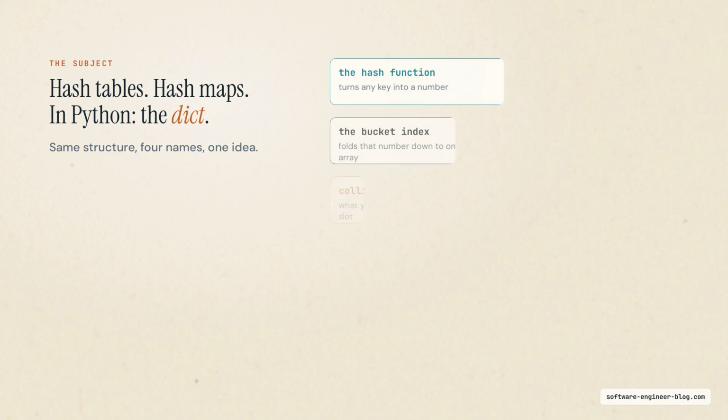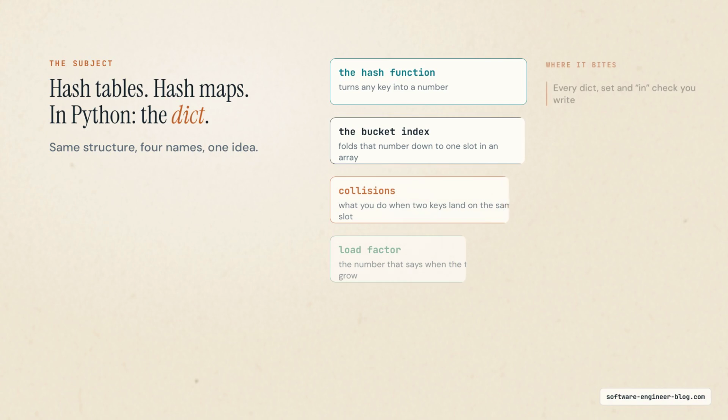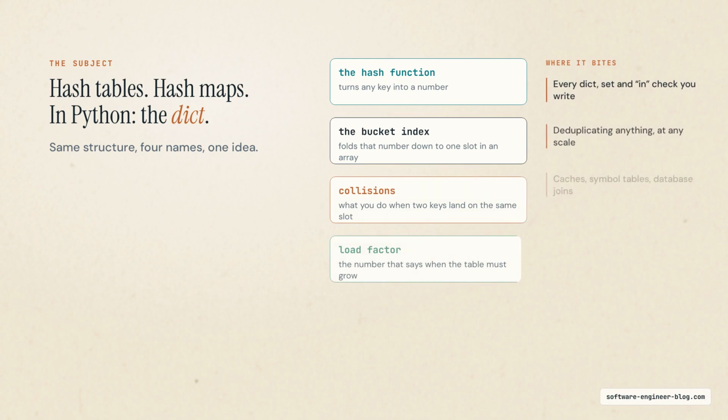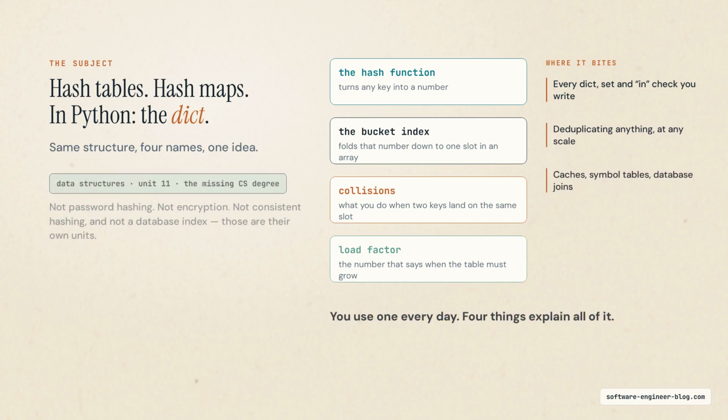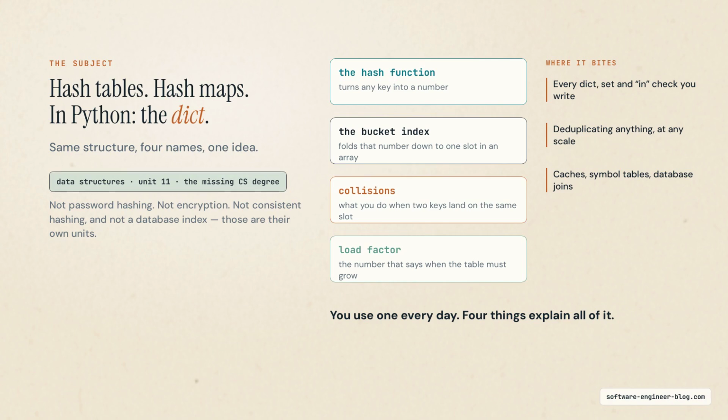Now, what does the area actually cover? 4 things, and that is the whole syllabus. The hash function, which turns a key into a number. The bucket index, which folds that number down to one slot in an array. Collisions, which is what you do when 2 keys land on the same slot. And the load factor, which tells the table when it has to grow. What this is not: it is not password hashing, and it is not encryption. Same word, completely different job.